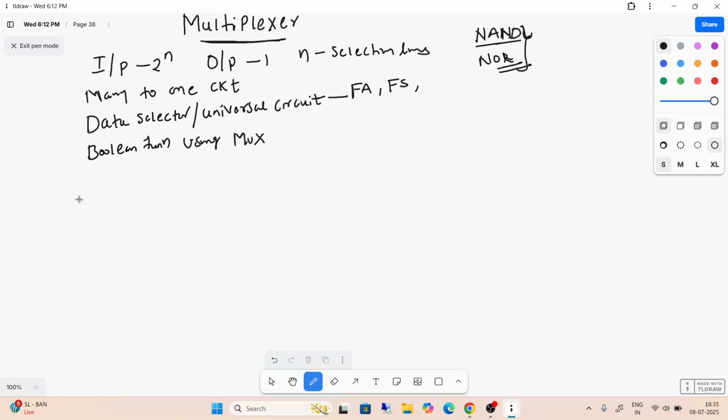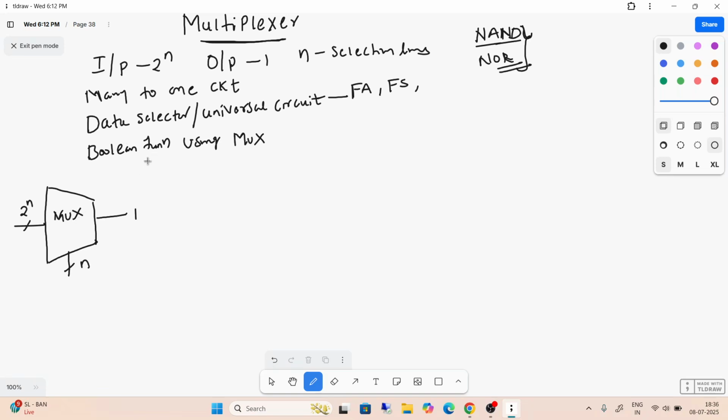Now if you see the basic block diagram of this MUX, how many inputs are there? In total you have 2 power n inputs and one output. And how many selection lines? You have n selection lines. So multiple inputs are there, and at a time any one input is connected to the output, depending on the selection lines.